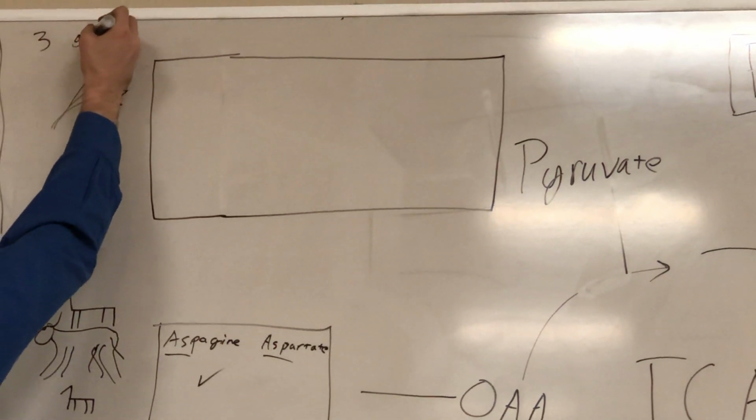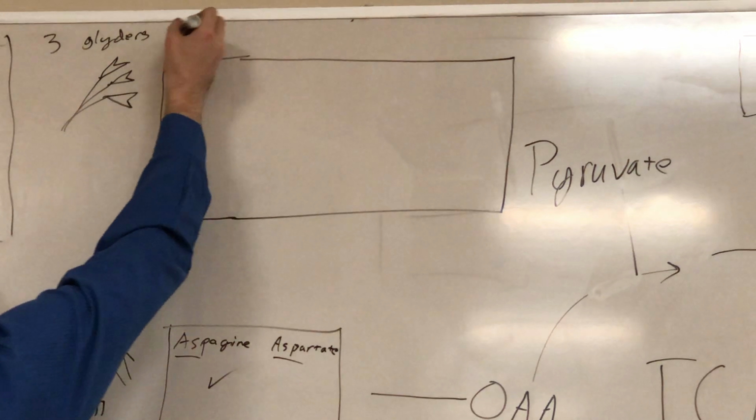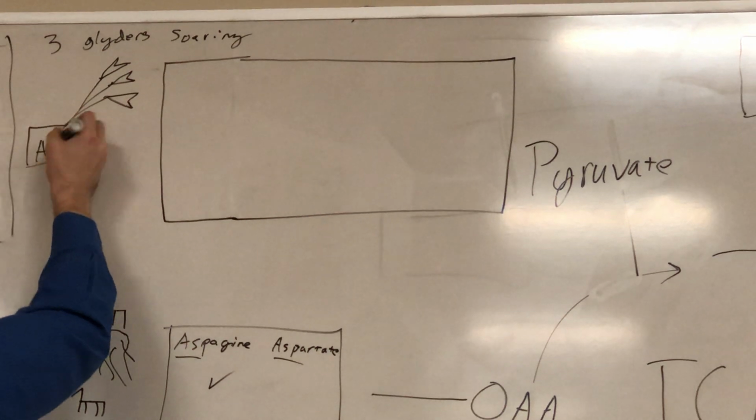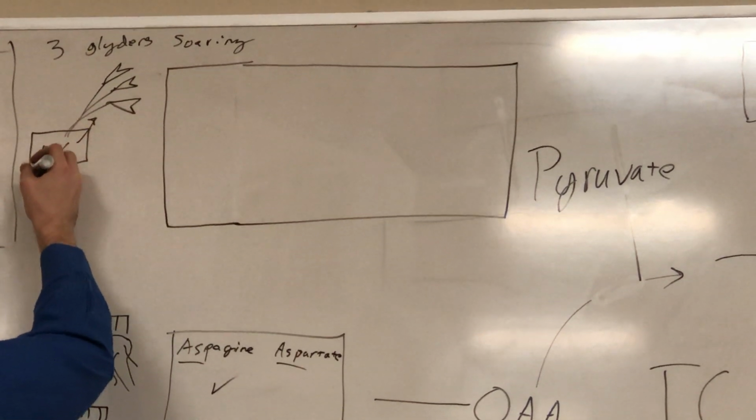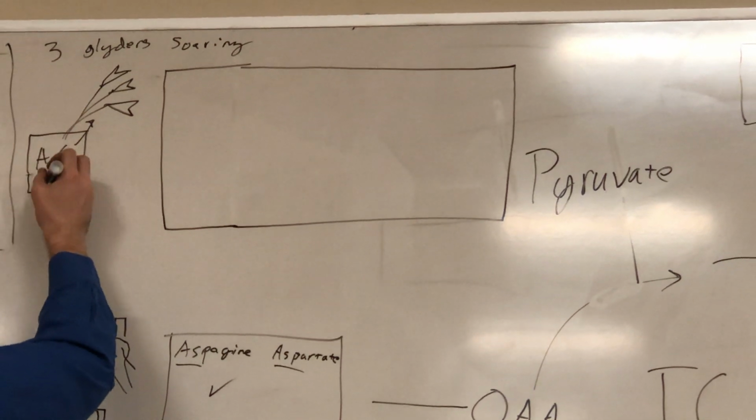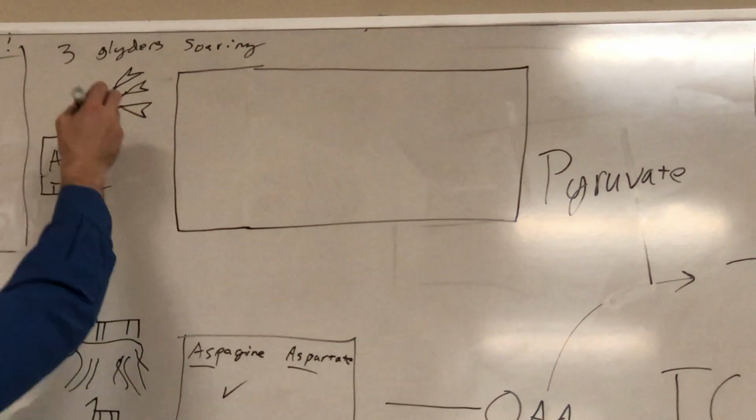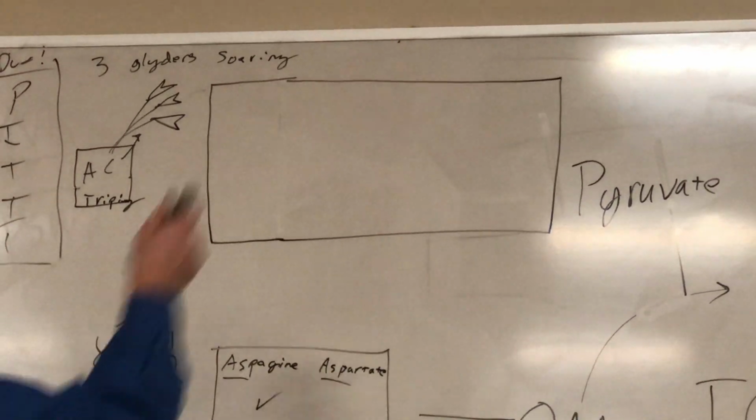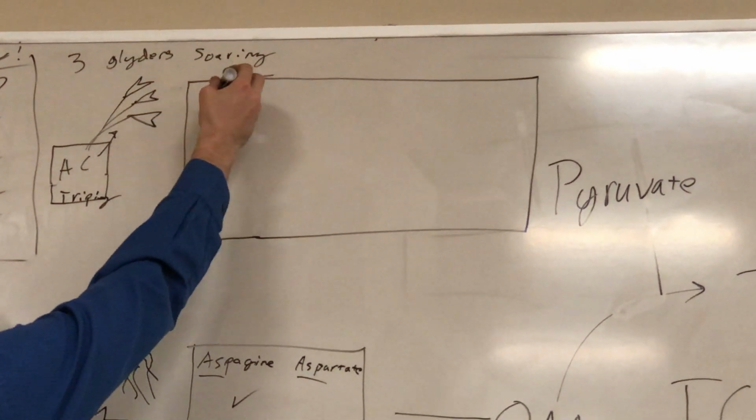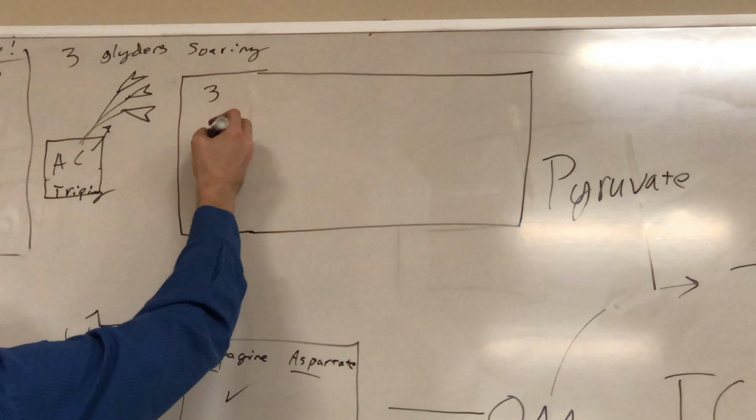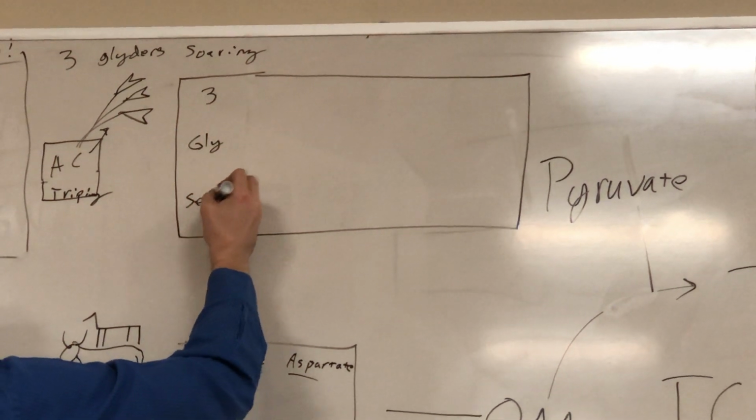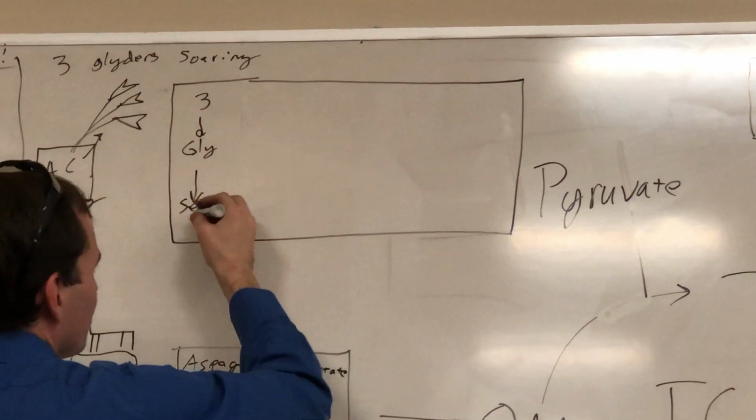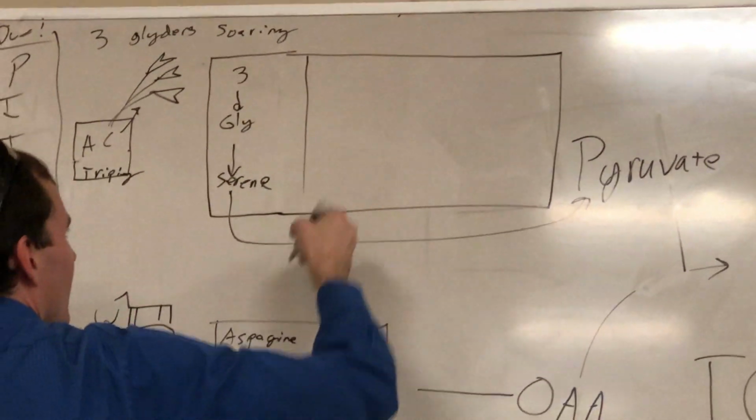3 gliders soaring. And then you have an AC unit that is blowing the air to keep them up. And the AC unit, however, is having issues. And so the AC unit is tripping. All right? I worked on that for a while. All right. So, the 3 gliders soaring is threonine, glycine, and serine. And those just become each other until they go down to pyruvate. So that's 3 of them down.